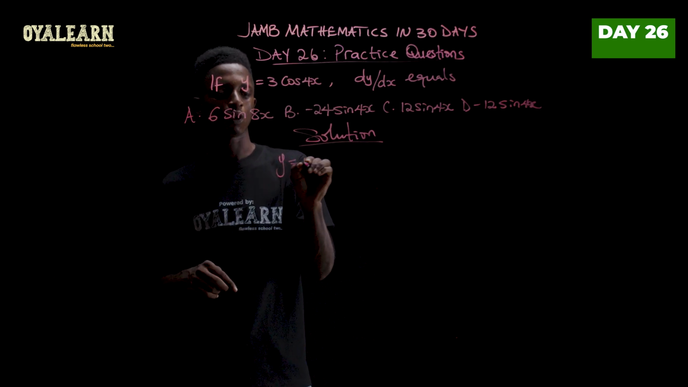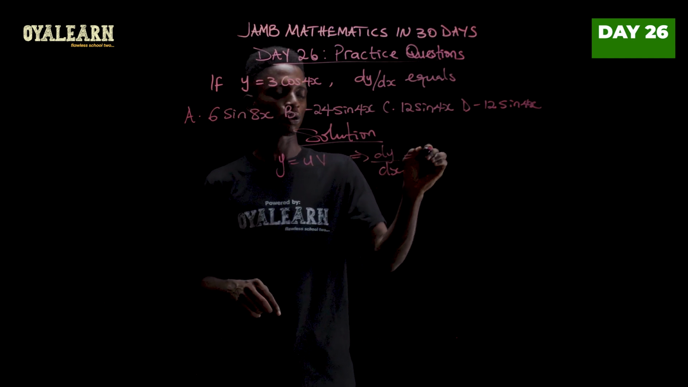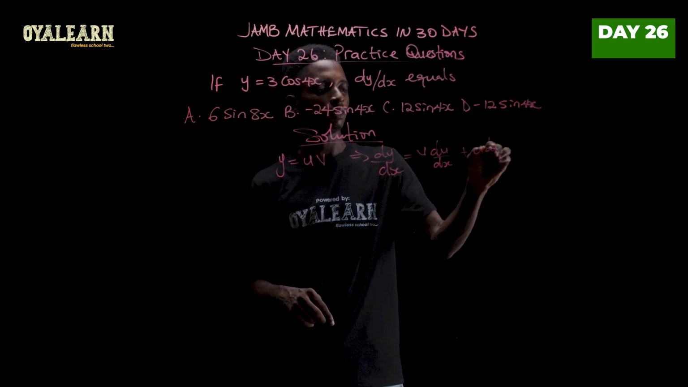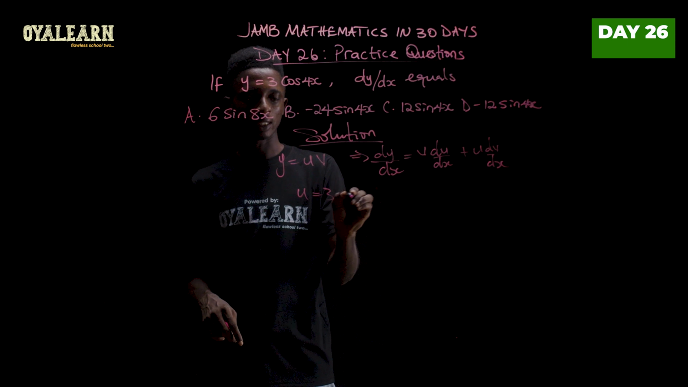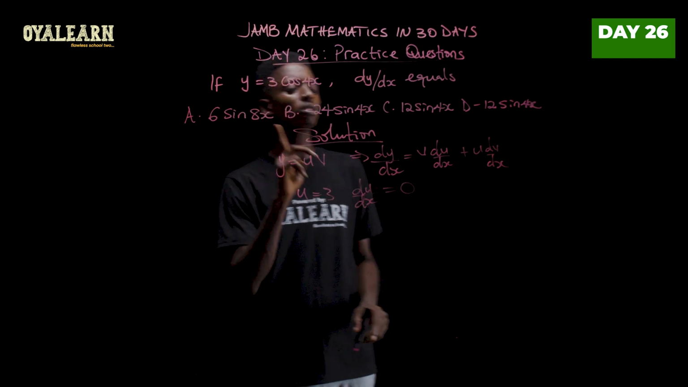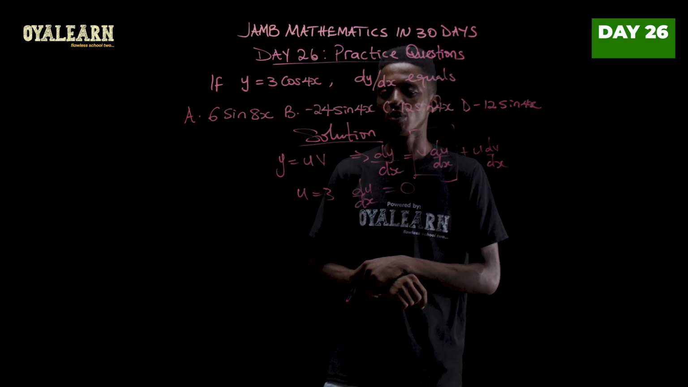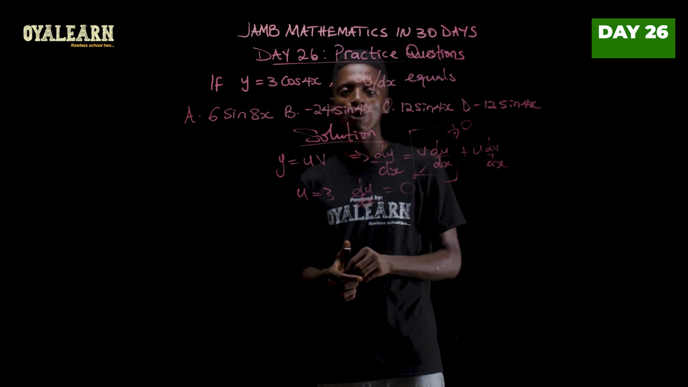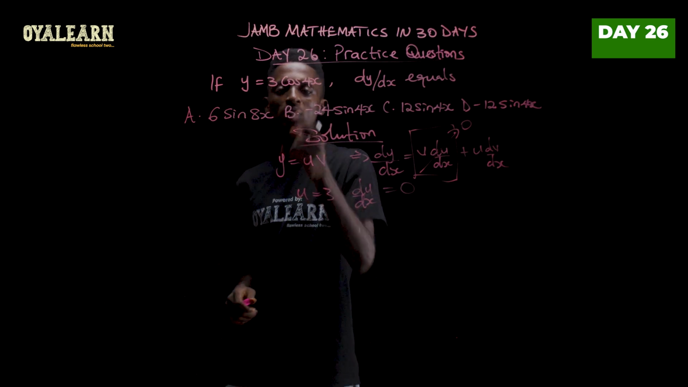We take y equals uv, which implies that dy/dx is v du/dx plus u dv/dx. So let's start with u. u equals 3 and du/dx will be 0. Now if du/dx is 0, automatically we know v du/dx will also be 0. So what we have to focus on at this point is u dv/dx. So let's work with that.